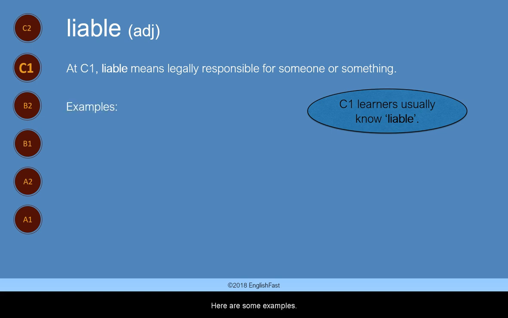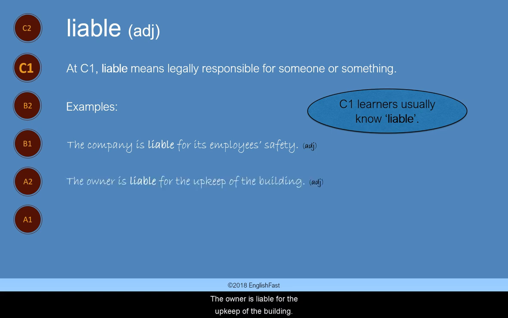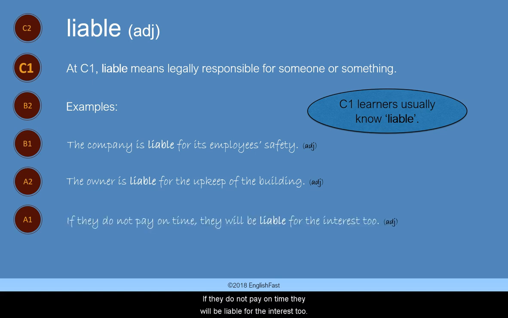Here are some examples. The company is liable for its employees' safety. The owner is liable for the upkeep of the building. If they do not pay on time, they will be liable for the interest too.